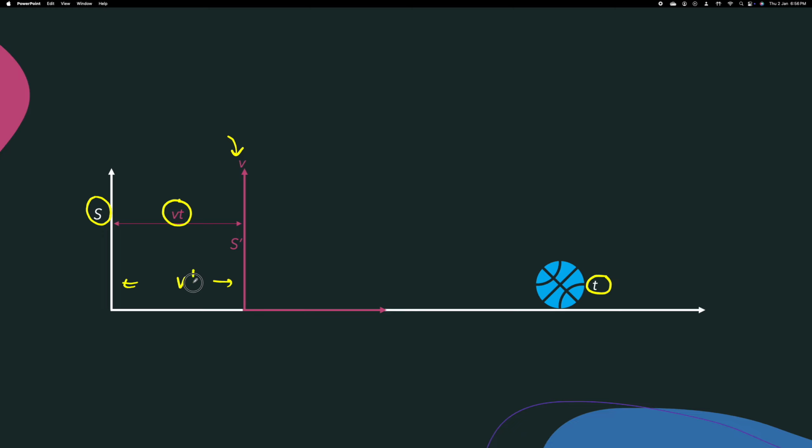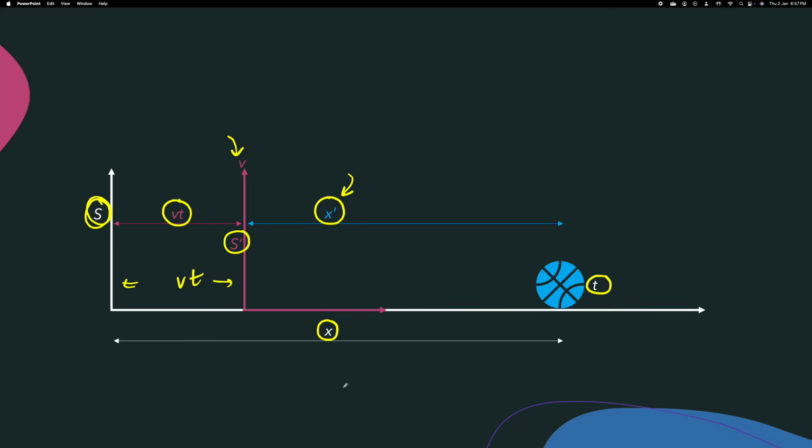So therefore, the distance is going to be speed into time, which is v times t. How far is the ball from the moving frame, which is S prime frame? It is going to be x prime. I repeat, how far is the ball from S prime frame? It is going to be x prime. And how far is this ball from S frame? It is going to be x.